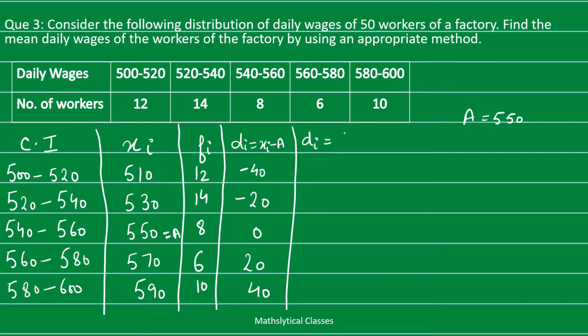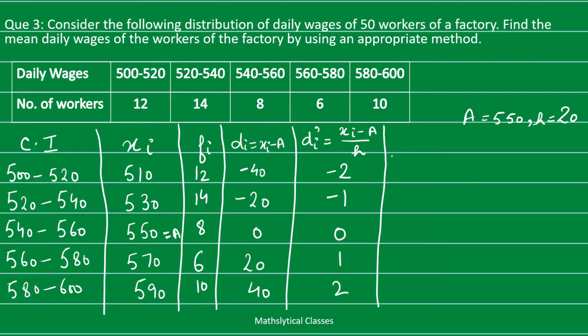Now let's find out di dash. What is this di dash? di dash is xi minus A upon h. I am naming it as di dash; in some books it's given to be ui also. So di dash is xi minus A upon h. And what is this h? h is the length of our class intervals. Here you can see the length is 20, right? So h is 20 here. So you can divide each entry here by 20. So you'll get -2, -1, 0, 1 and 2.